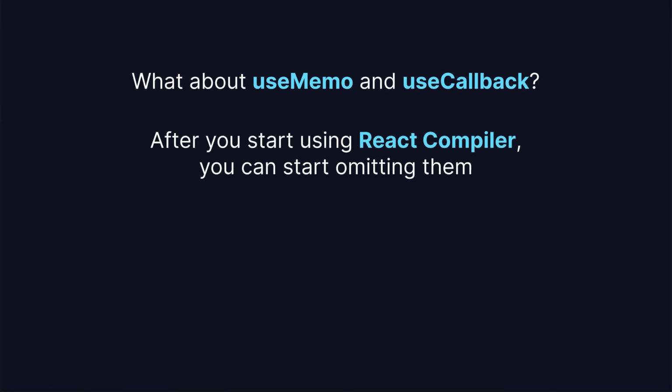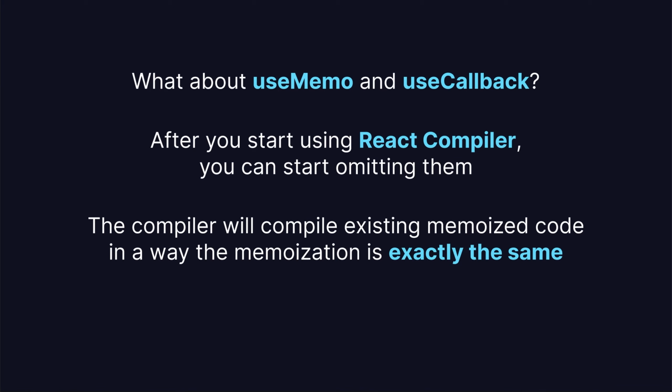The current recommendation is that after you start using the compiler, you can start omitting them. The compiler will also compile existing manually memoized code, and it will check that the memoization is exactly the same. This means that if you have some hacky code centered around useMemo, it should still work after being compiled. So, in terms of the existing code, it is up to you. Keep in mind that there will probably be more information about this as the development of the compiler continues.